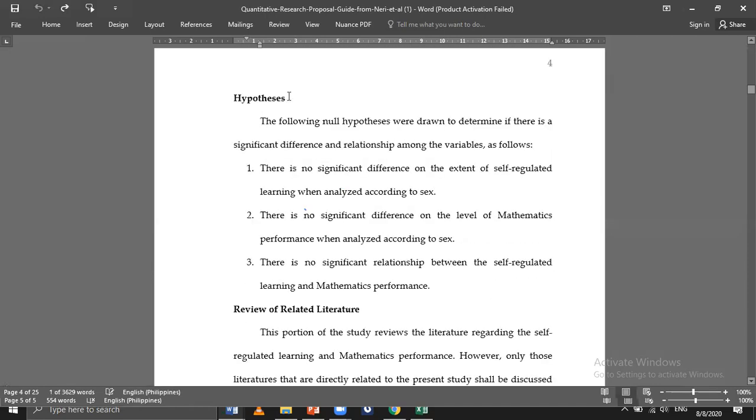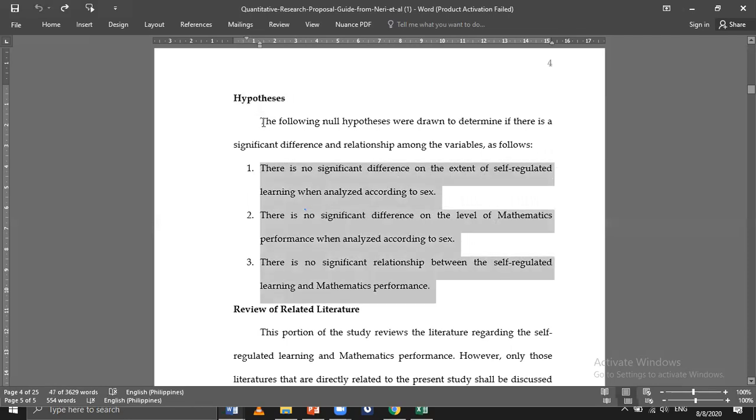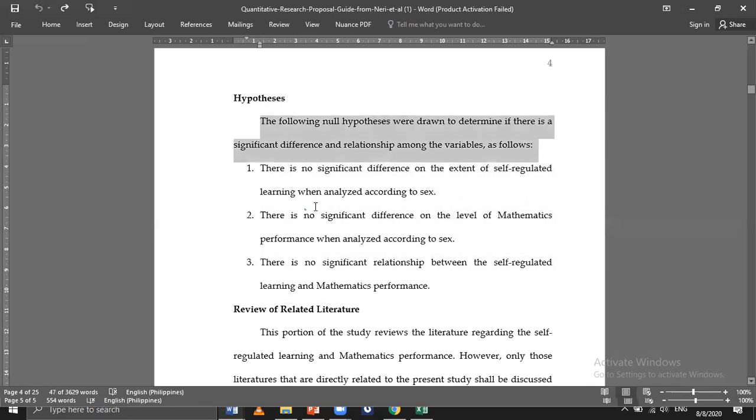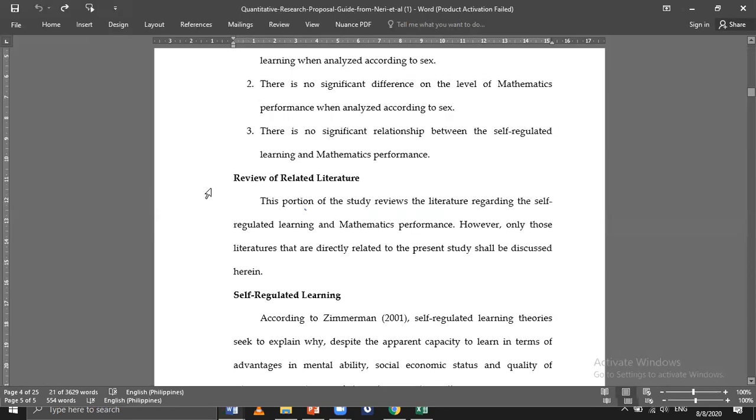Next are the hypotheses. The hypothesis, as the subheading, should be in bold. And then the null hypothesis, the there is no hypothesis. You have the introductory statement here also. Then review of related literature.